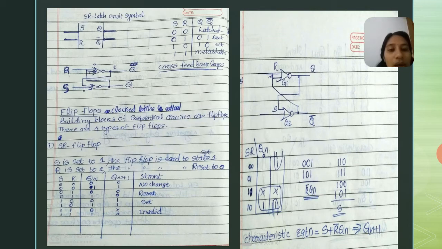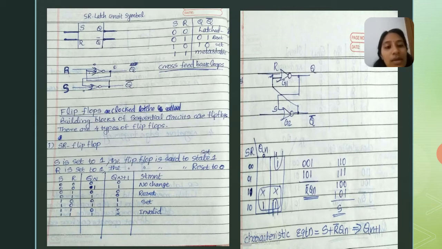Okay, S and R and Qn. The value of Qn is the present state, and Qn plus 1 is the next state. If you are providing the values S and R as inputs, the present state of the flip-flop, that is Qn, is changed to the next state of the flip-flop, which is denoted as Qn plus 1. So in detail we are going to check the states of the flip-flop when you are giving the inputs.